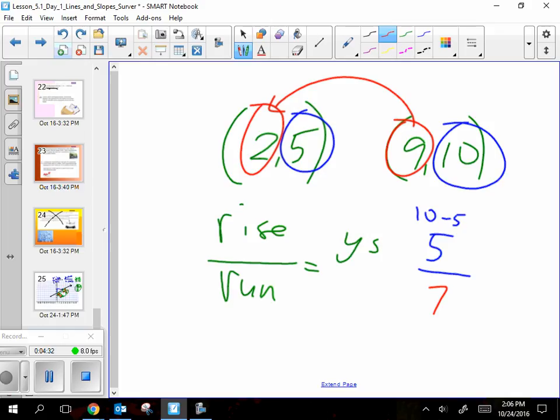All right, question? Yes? Yes, you can call this x1 and y1 and x2 and y2, absolutely. And then the official formula is y2 minus y1 over x2 minus x1. I'm glad you asked. That is the official way you do it. If that's easier for you to remember it that way, that's awesome. That is the slope formula.